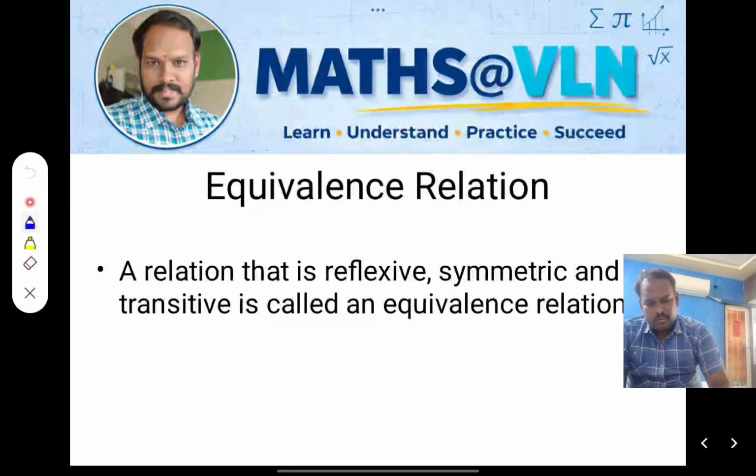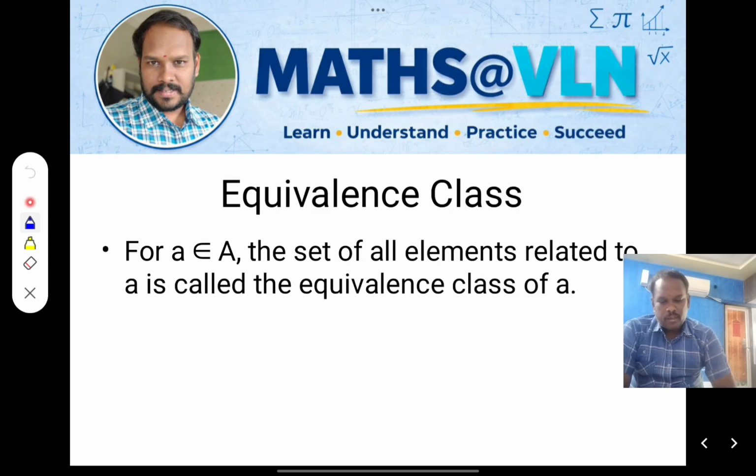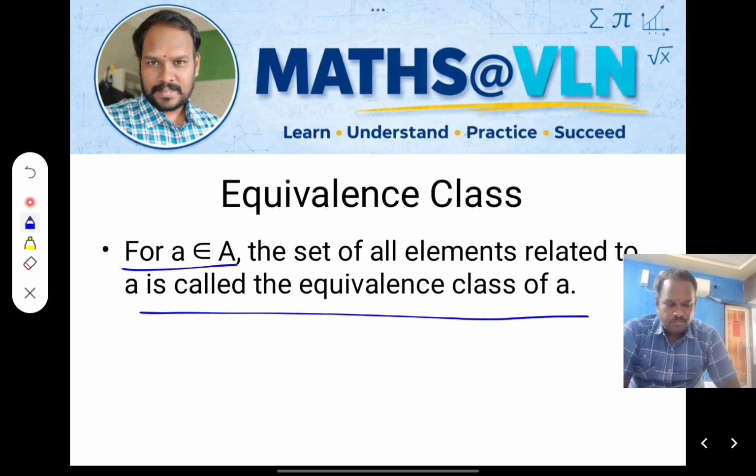And equivalence relation. What is an equivalence relation? A relation that is reflexive, symmetric and transitive is called an equivalence relation. It is a very important topic. Equivalence class: for a belongs to A, the set of all elements related to a is called the equivalence class of a.